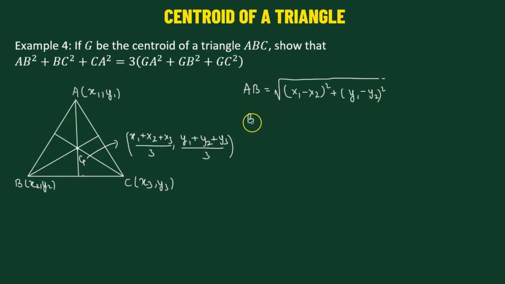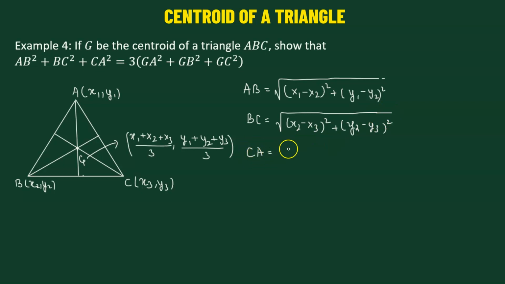Then we can find BC. BC is going to be the square root, and underneath the square root, we need the difference of the x coordinates first. That's x2 − x3. We're going to square it and then add it to the square of the difference of the y coordinates. So that's (y2 − y3) squared. Fine. And then we have CA.